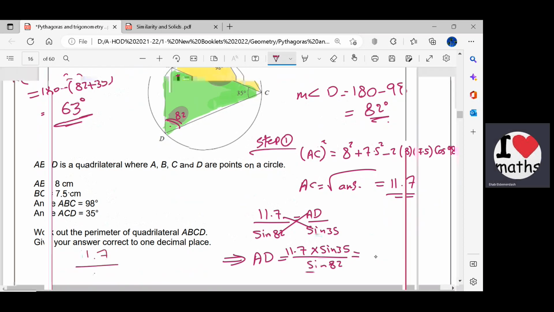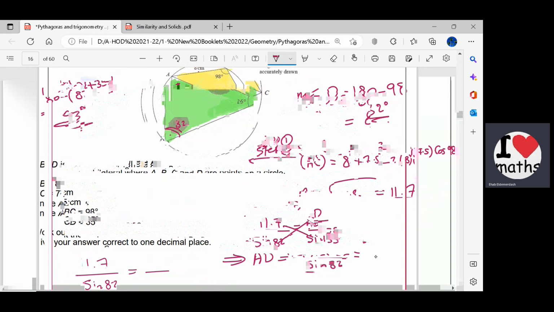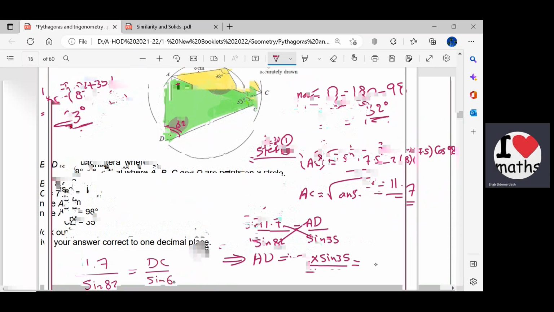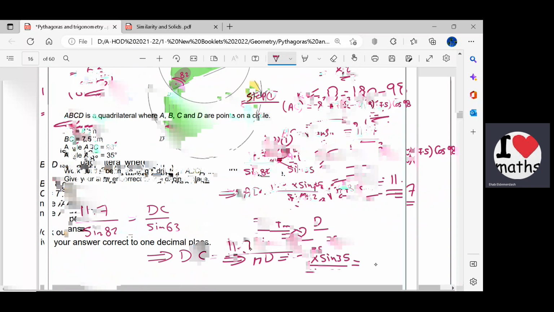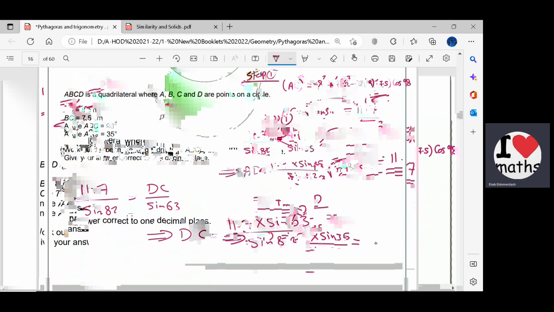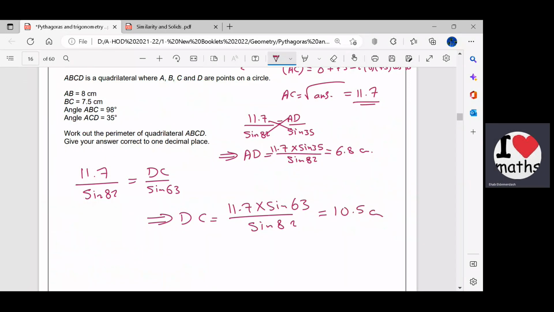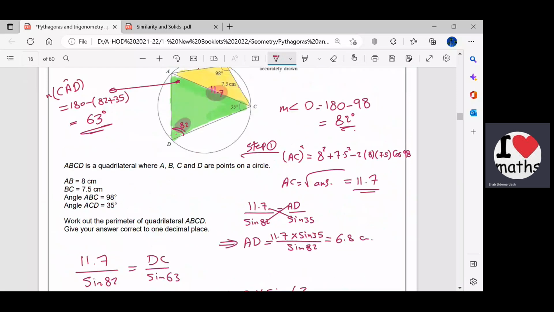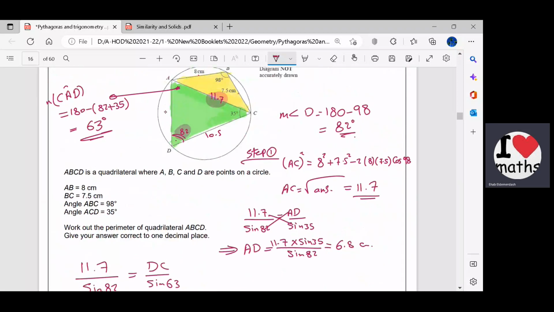Again, 11.7 over sine 82 is equal to the other side. Then I can find out DC divided by sine of the angle that you told me about, which is 63. So easily I can find DC as 11.7 times sine 63 over sine 82. The answer is 10.5. So far, I get the length of DC, which is 10.5, and the other side AD, which is 6.8.